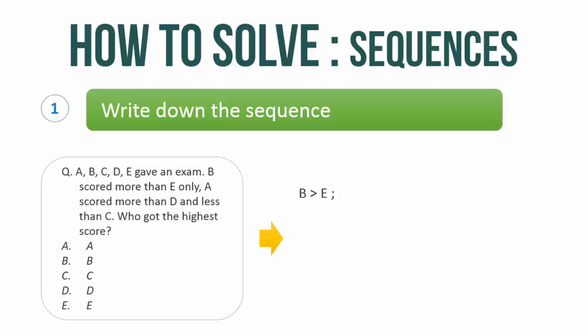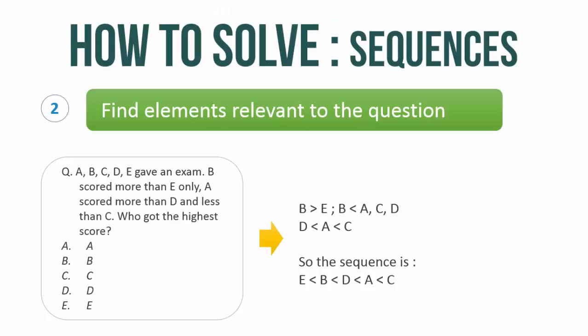It's given that B scored more than E only. So B is greater than E, but B is not greater than the other 3. So, since B scored more than E only, we have B greater than E, but B is less than A, C and D. Similarly, we have A scored more than D and less than C. Therefore, we have A greater than D but less than C. If we use these 3 pieces of information, we can sequence each of their marks as E with the lowest score, B higher than E, then comes D, then comes A, and C is the maximum score.